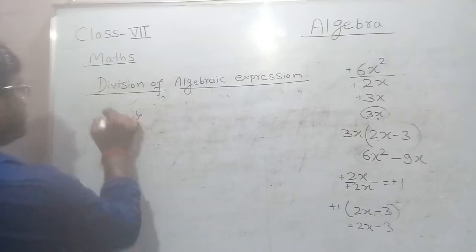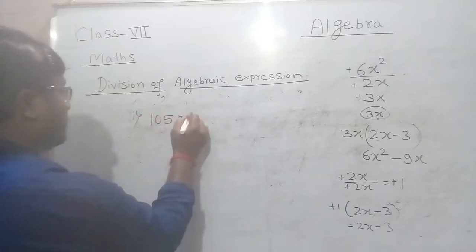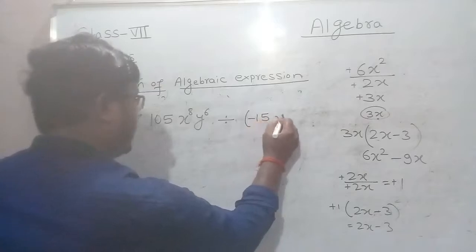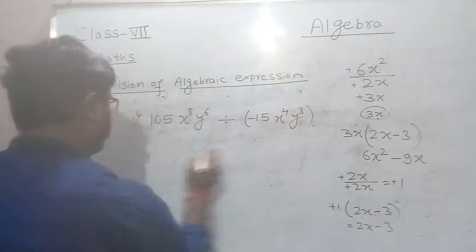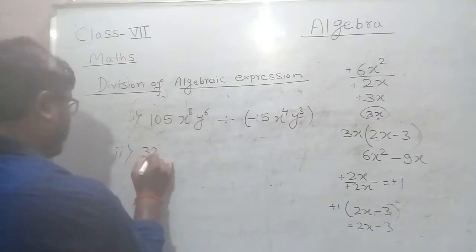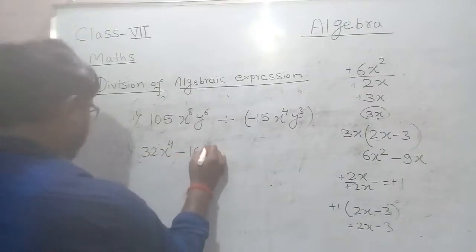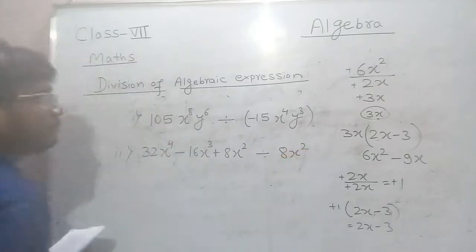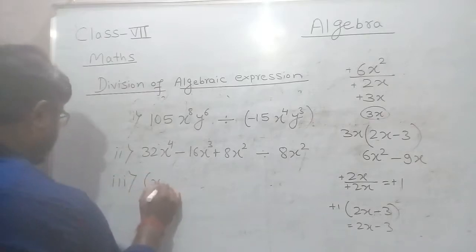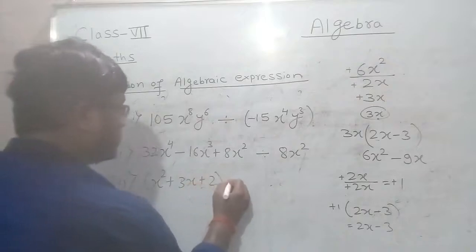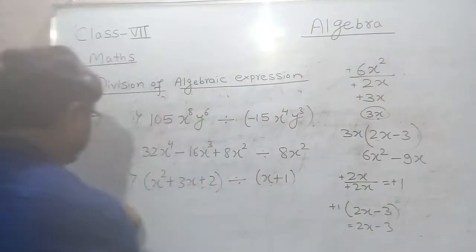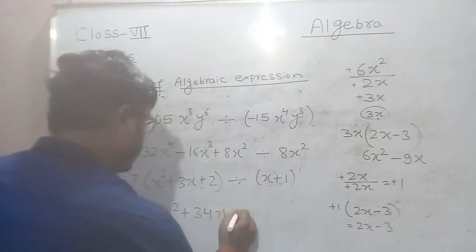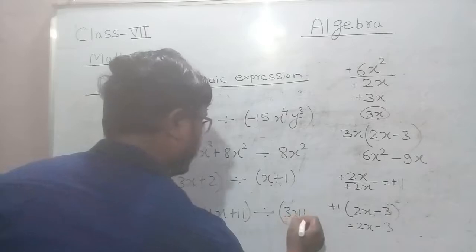Your first question is 105x⁸y⁶ divided by −15x⁴y³. Similarly, the second question is 32x⁴ − 16x³ + 8x² divided by 8x². The third question is x² + 3x + 2 divided by x + 1. The last question is 3x² + 34x + 11 divided by 3x + 1.